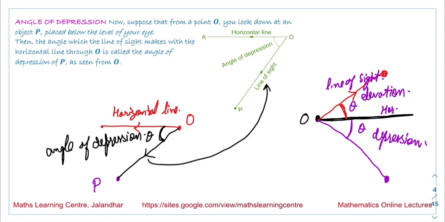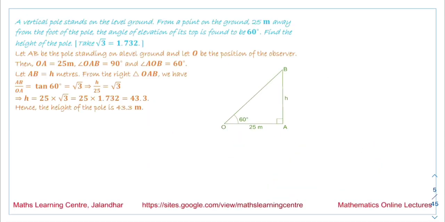Now the first question based upon this: a vertical pole stands on a level ground. From a point on the ground 25 meter away from the foot of the pole, we are saying a pole is there, so A, B represents the pole. We are standing at this point O, which is 25 meter away from this pole. The angle of elevation of the top of this pole is 60 degrees. Angle of elevation of top means this point B we are talking about.